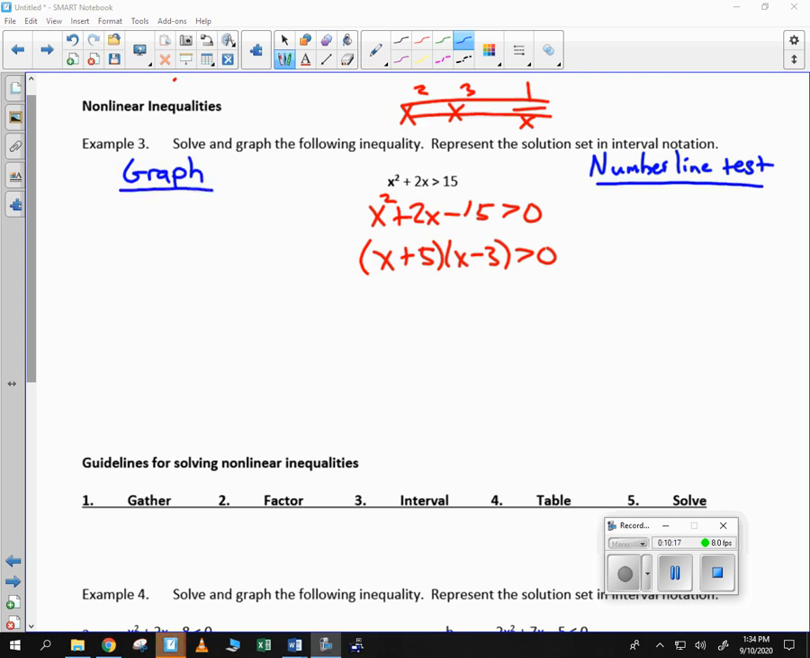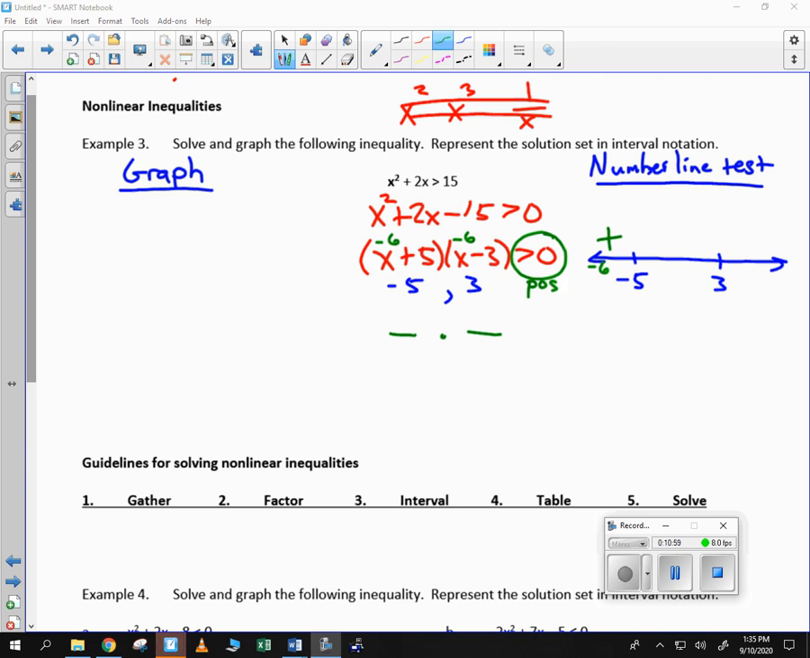Let me show you the number line test. We take the solutions of -5 and +3, and we place them right here. And then we test numbers between them. See, -5 and 3 are what give you 0, but we want stuff that's greater than 0, or stuff that's positive. So I'm going to try a number. I'm going to try plugging in -6 because it's to the left of -5. And when I plug -6 in here, notice what I get. -6 plus 5 is a negative, and -6 minus 3 is a negative. And a negative times a negative is a positive.